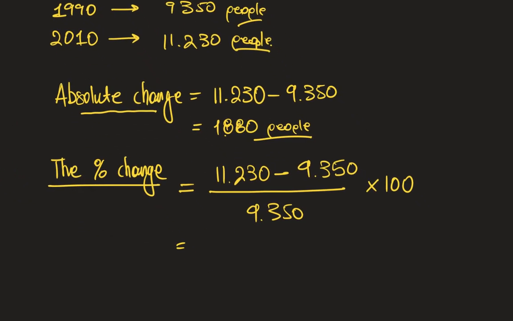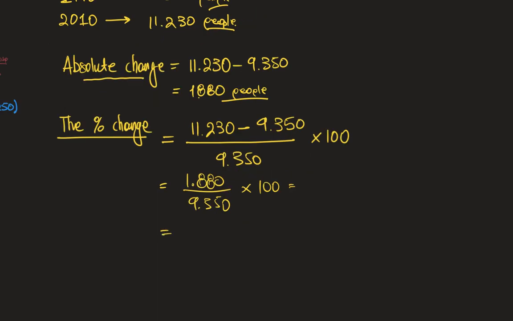So here we've already calculated the actual change, which is 1,880 divided by 9,350, and as you can see that's going to be a decimal, right? So let's just do this calculation. This is going to give us 0.201065 and so on, and then we multiply this by 100. So the final percentage change on the calculation that I did before is 20.1%, and that's rounded to three significant figures.